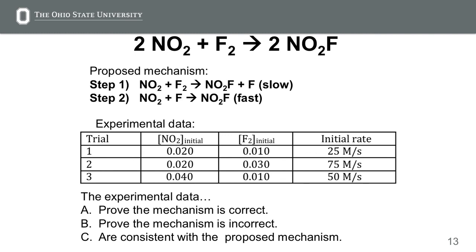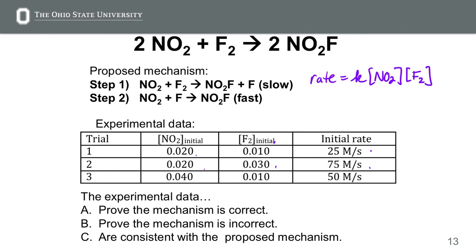So given that we have a proposed mechanism with the slow first step, we can write a rate law for that. And it would be rate equals K times the concentration of NO2 times the concentration of F2. With this experimental data, we can also determine a rate law. If we look at how the concentration of F2 is changing, we hold NO2 constant, and look at how the rate is changing.